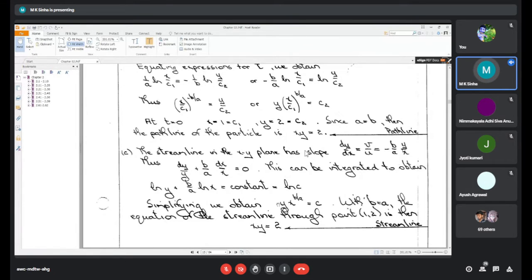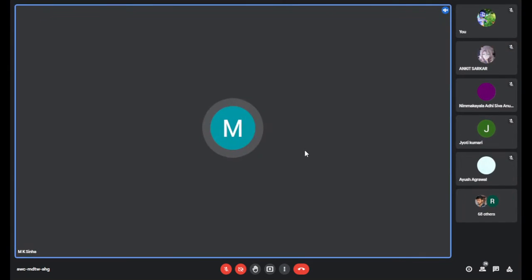Let us come to the next problem. So let us compare, this is a path line problem. I am just reading the path line problem.